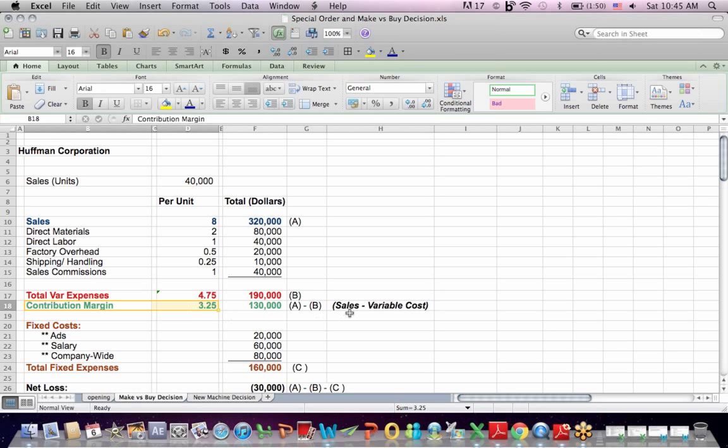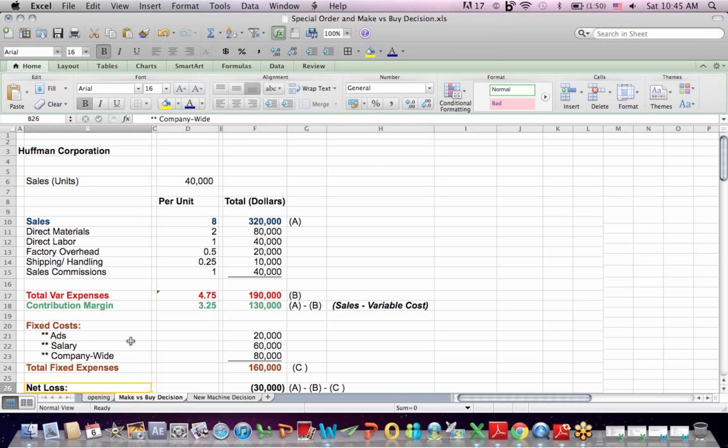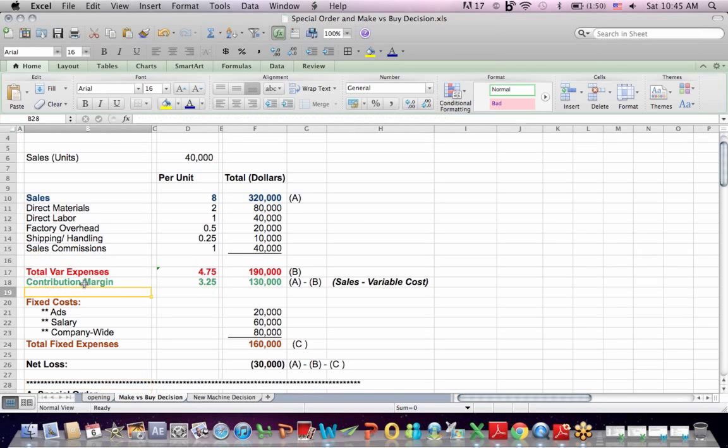And from earlier videos, you learned that contribution margin is sales less variable costs. Another way of saying that is that contribution margin is what you have left over to pay for two things. First of all, contribution margin goes toward covering your fixed costs, which are down here. And anything that's left over is your profit. In this case, excuse me, there's a loss. So contribution margin goes to cover your fixed costs, and if anything is left over, a profit.